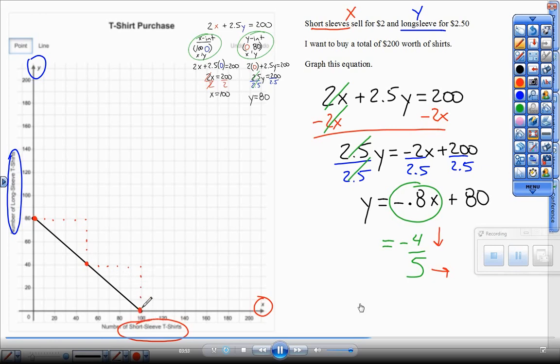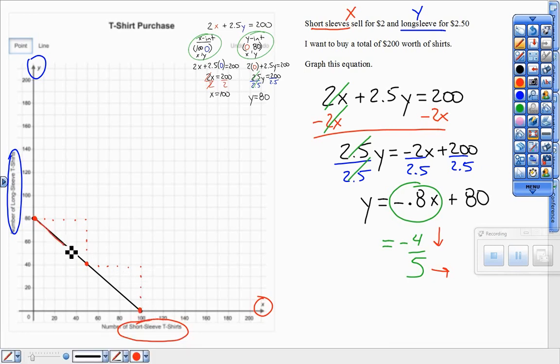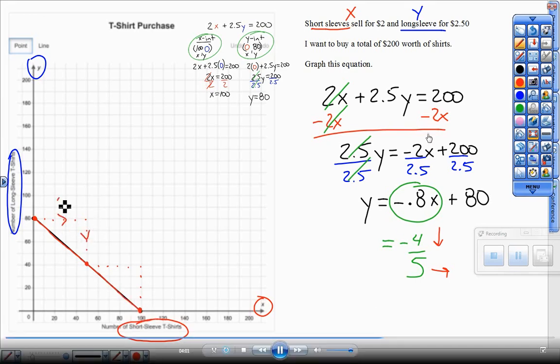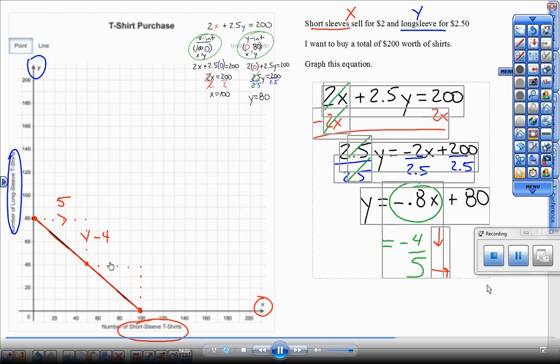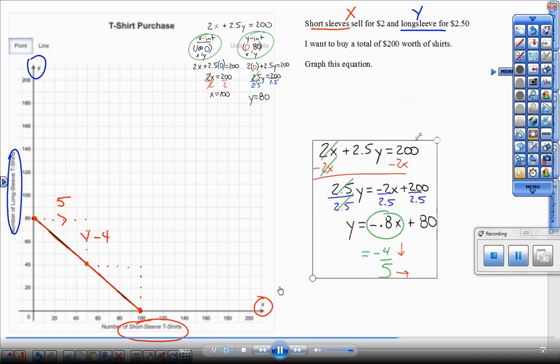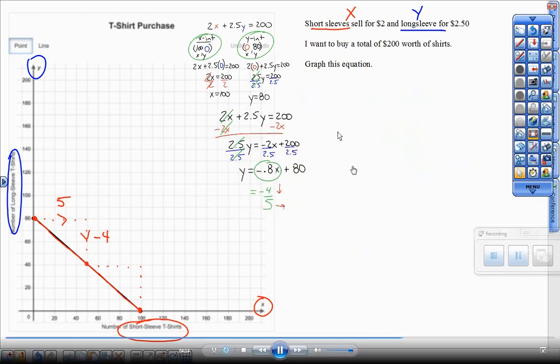All right, the last thing I'd like you to do is to practice this function notation. We're going to write this as a function, and we're going to evaluate for this point right here, which is the point 50 for x, 40 for y. We're going to show that math right there. So we're going to shrink this down. I'm going to replace this equation's y right here with function notation f of x.